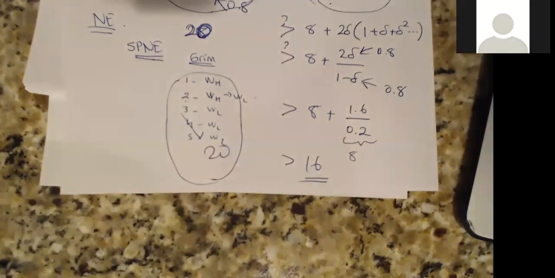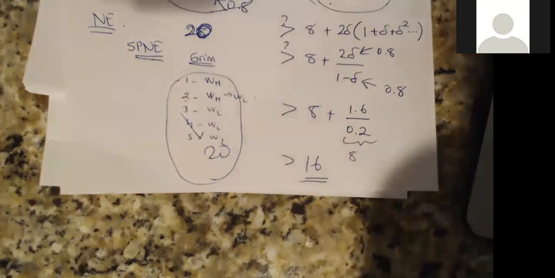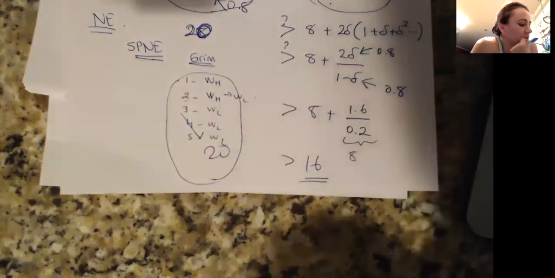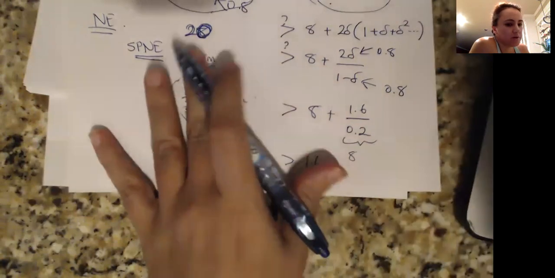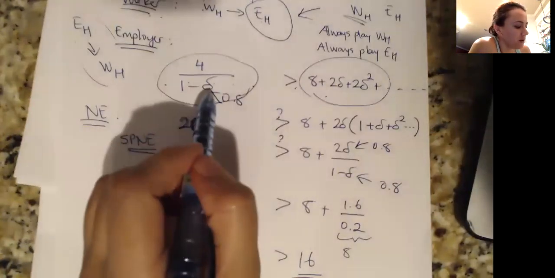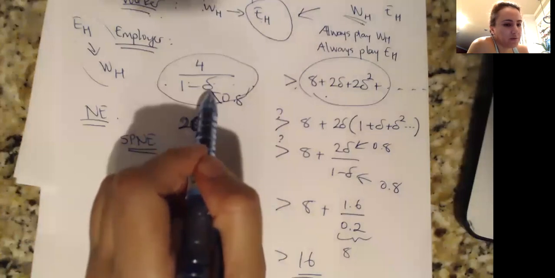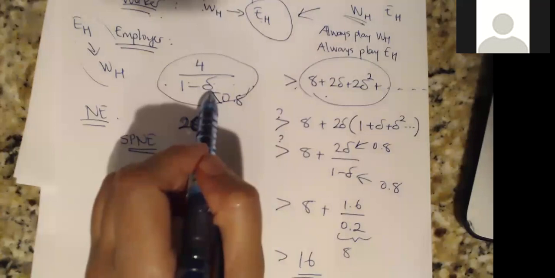Okay. And since they both know the payoffs, that cheating would get them less, they're both in Grim. They're both, of course, going to always play WH infinitely, because they know the payoff, because delta is high enough. Okay, right?